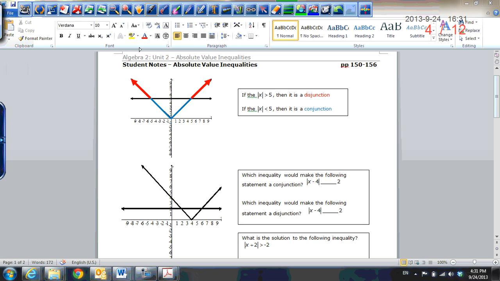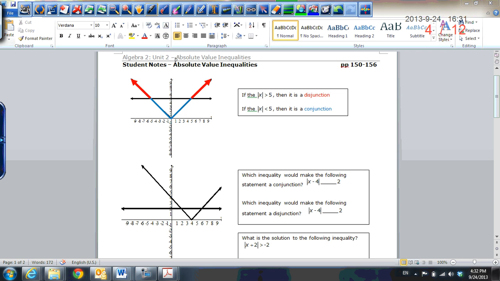All right, with absolute value inequalities, we're basically combining what we did yesterday with absolute value equations and regular inequalities, and just creating this ultra transformer type thing as far as absolute value inequalities. On your notes, you probably don't have colored pictures, just because of copying in black and white.